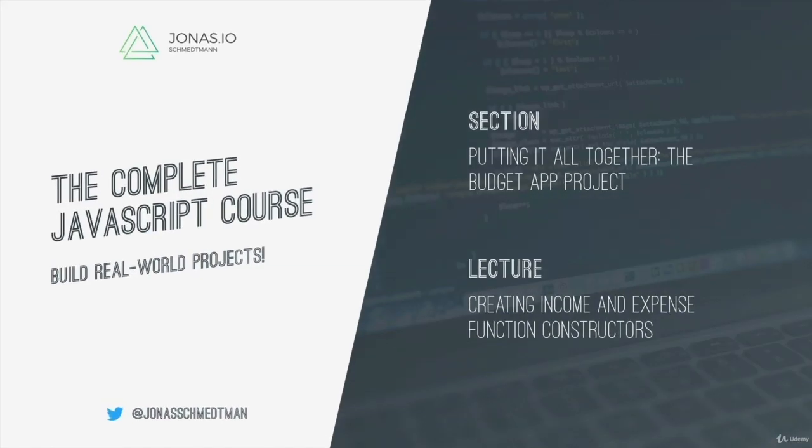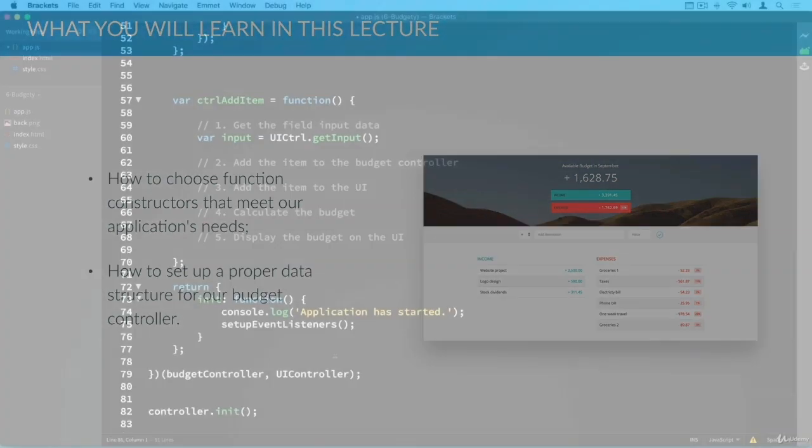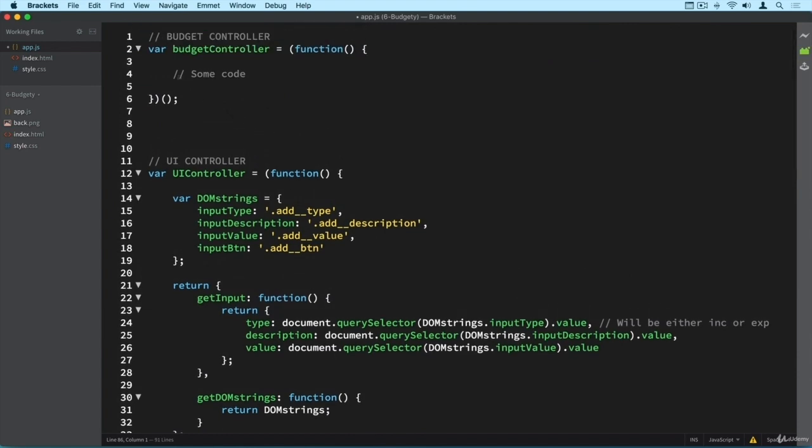In this lecture, we're going to think together about how we want to store our income and expense data in the budget controller. You'll learn how to choose function constructors that meet our application needs and how to set up a proper data structure for our budget controller. So let's go to our budget controller up here, which is still empty at this point.